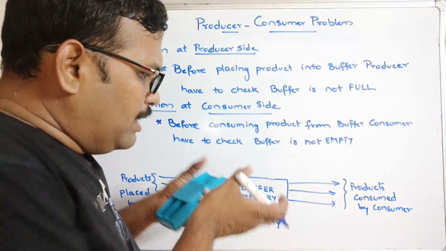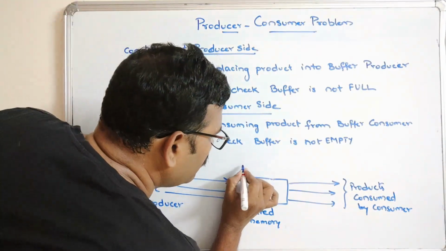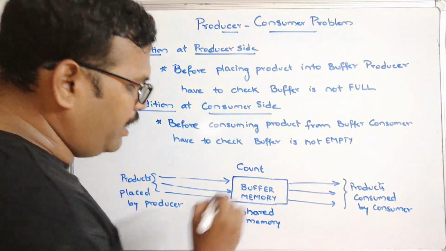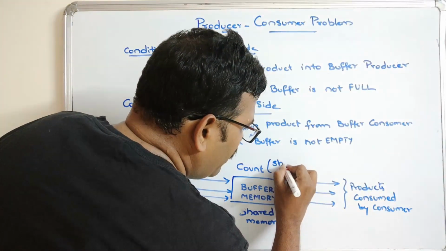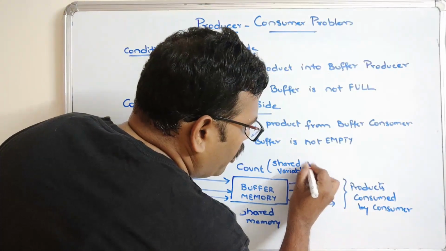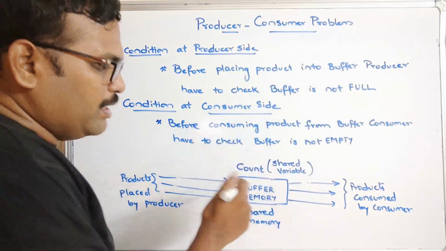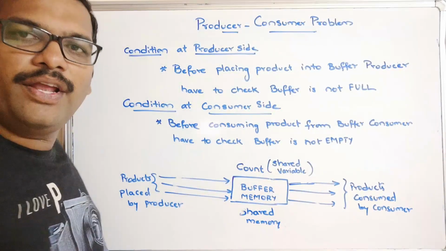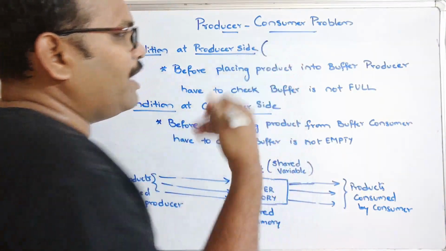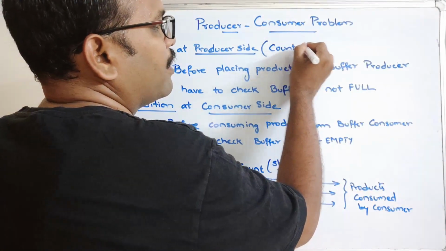In order to access the products from the buffer, one count will be maintained here. The count is nothing but a shared variable. In order to check whether the buffer is empty or full, this count variable will be used. And on the producer side, whenever the producer places a product, the count will be incremented.